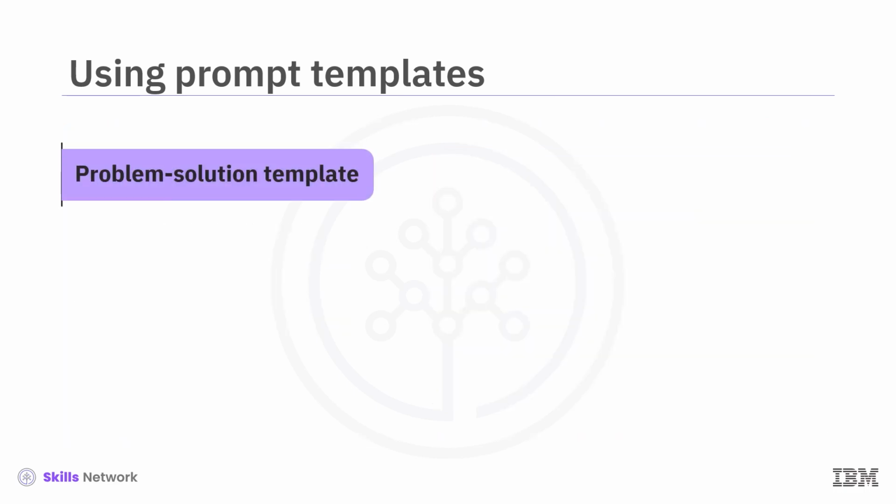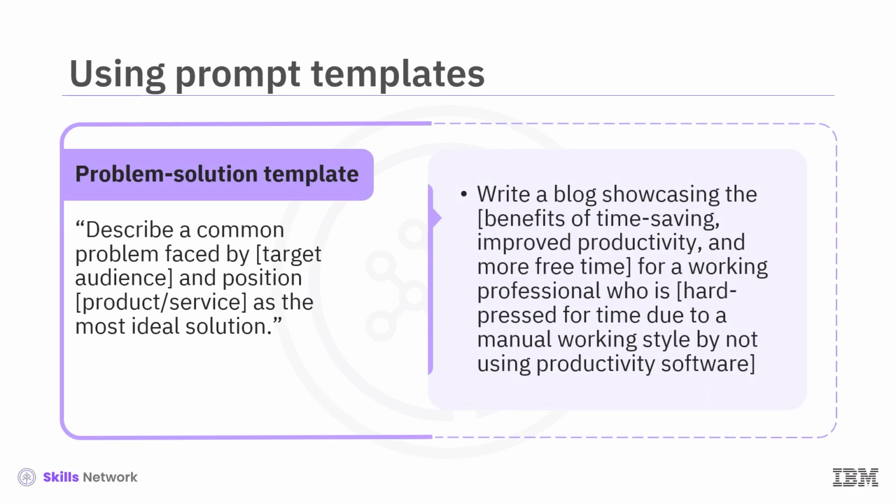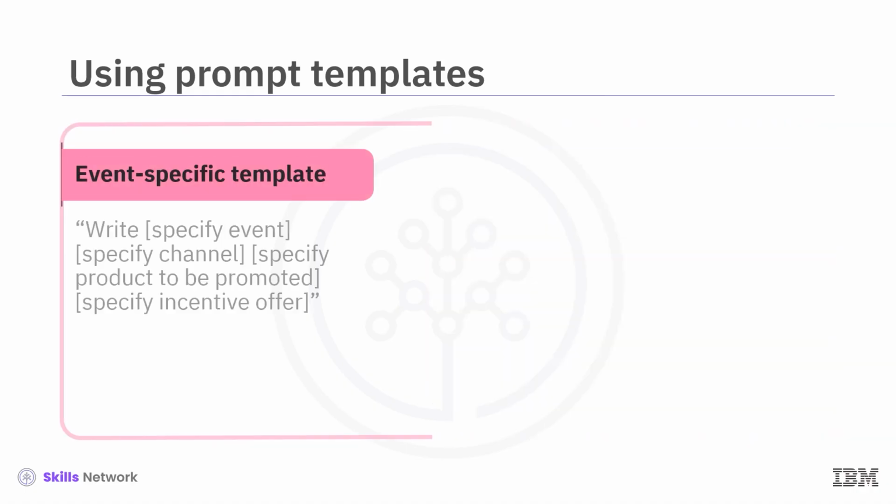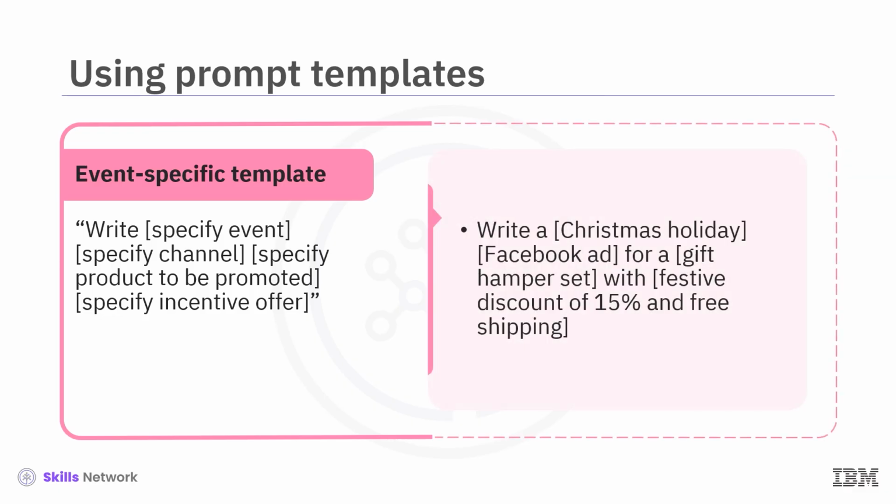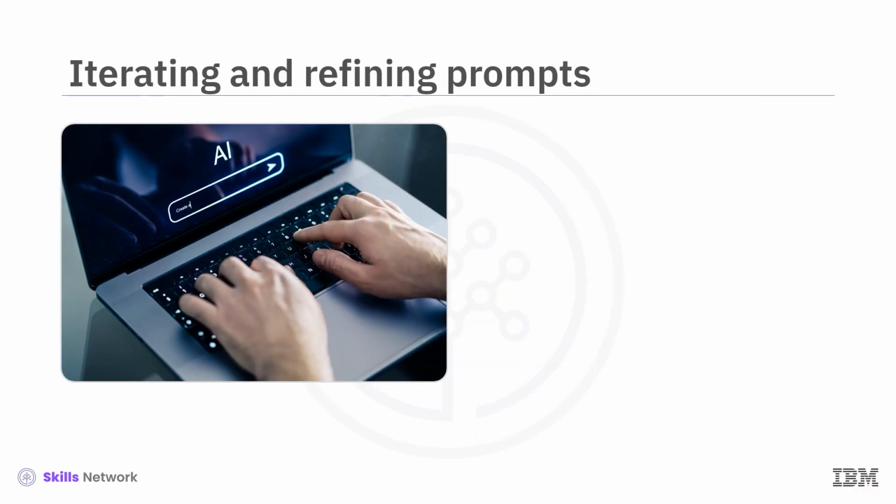Next is the problem solution format, where the prompt template showcases the problem and the solution. Lastly, event-specific prompts can be created with another template that gives details of a sales event, promoting specific products and sale incentives. When you provide a prompt, the initial output produced by the tool may not be ideal.